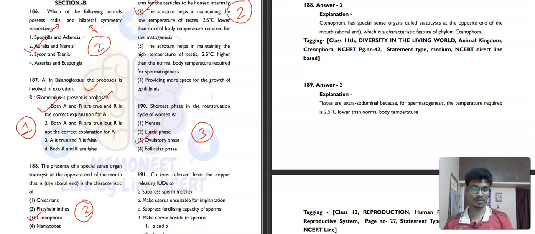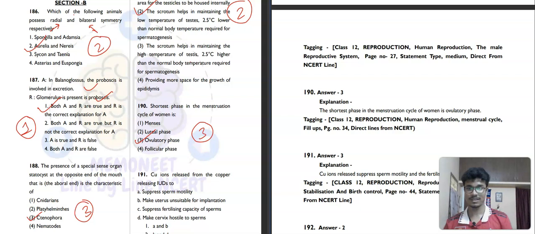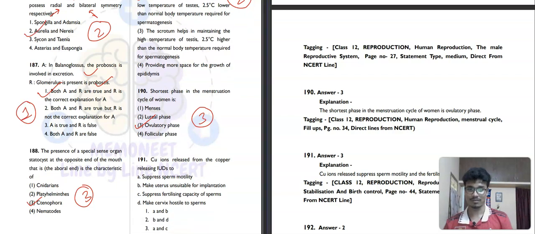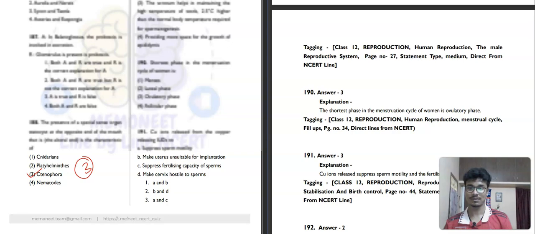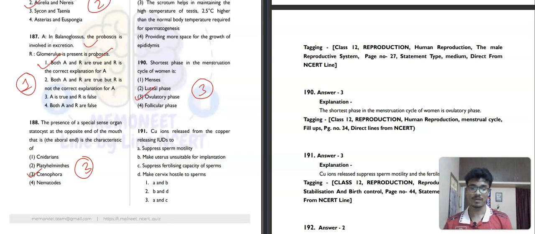Question number 191. It is saying that copper ions released from the copper releasing IUDs suppress sperm motility, then make the uterus unsuitable for implantation, then suppress the fertilizing capacity of sperms, then make the cervix hostile for sperm. The copper ions basically suppress the sperm motility and suppress the fertilizing capacity of sperm. So here the third option will be your correct answer for this question.